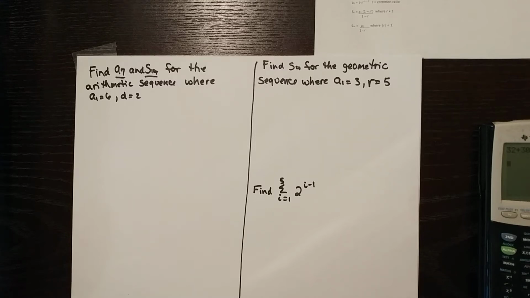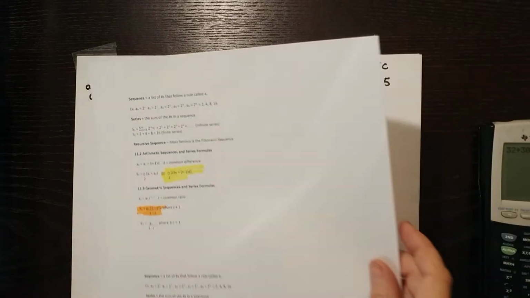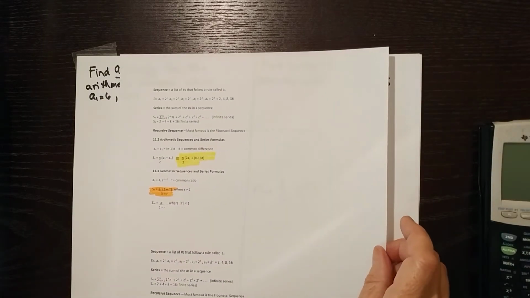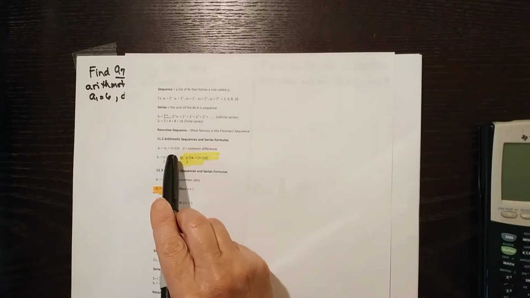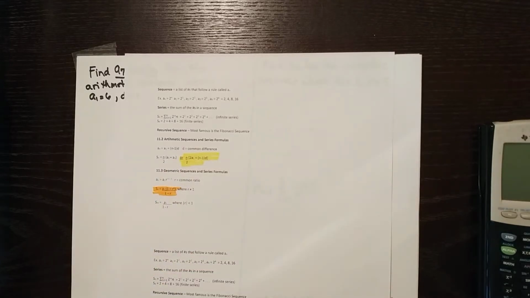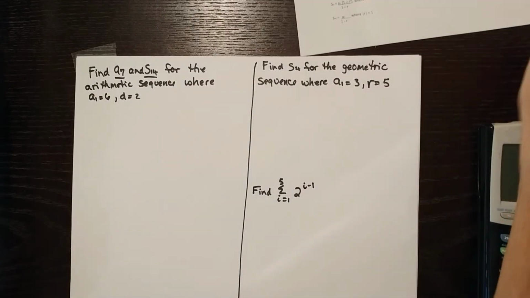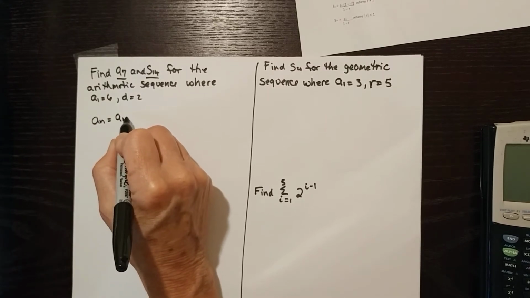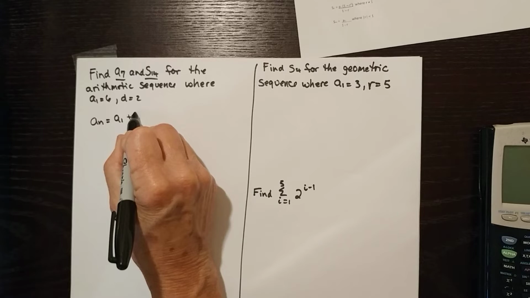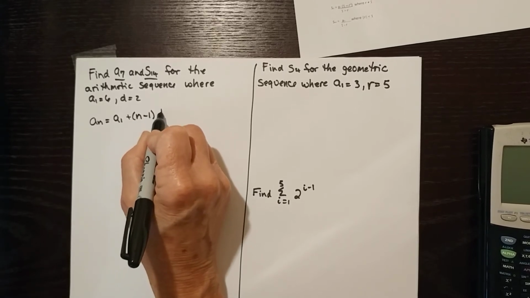So, there are some formulas that we can use since we know it's an arithmetic sequence, and this formula sheet here is really tiny, but I'm going to point to the one I'm going to use. Because it's an arithmetic sequence, I can use the formula for a sub n is equal to a sub 1 plus n minus 1 times d. So it goes like this. A sub n is equal to a sub 1 plus n minus 1 times d.